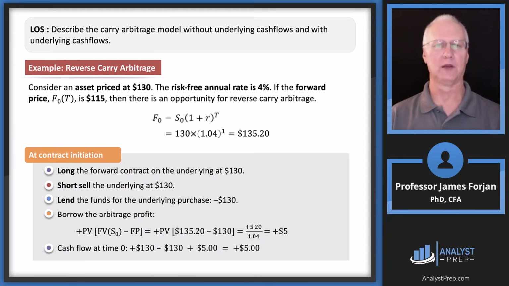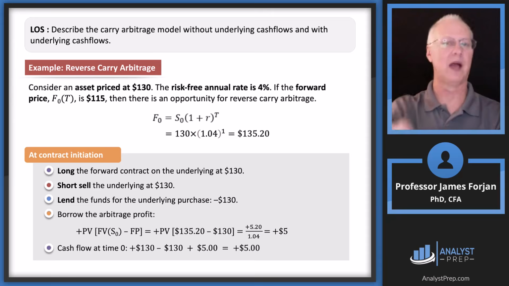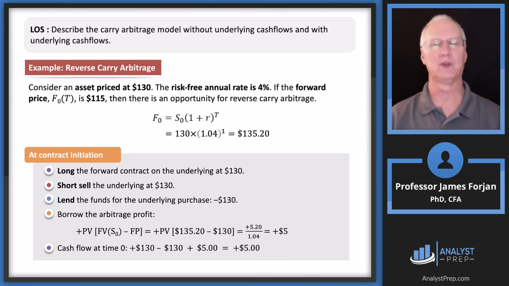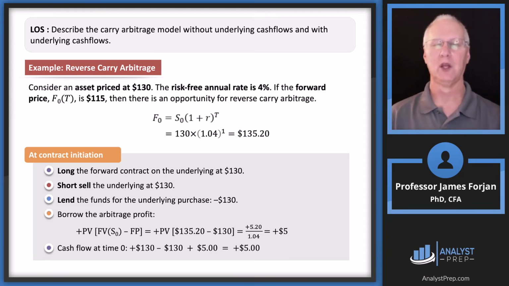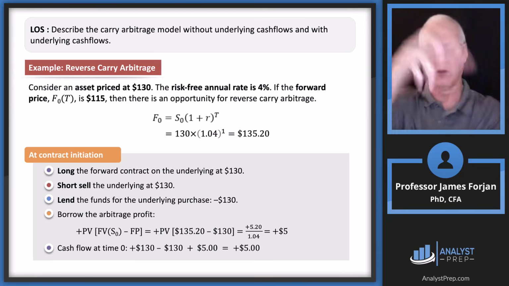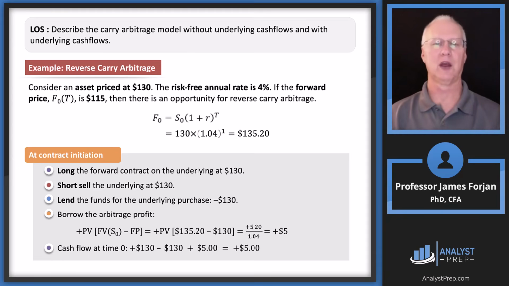Now, let's go ahead and work through this one just as quickly, but let's turn everything upside down. So there's our asset, spot price 130, risk-free still 4, but now the forward price is 115. We can redo the math, although we've already done it, so we know that 135.20. And so we're just going to stand on our heads, right? Do the exact opposite. That's why it's called the reverse carry arbitrage.